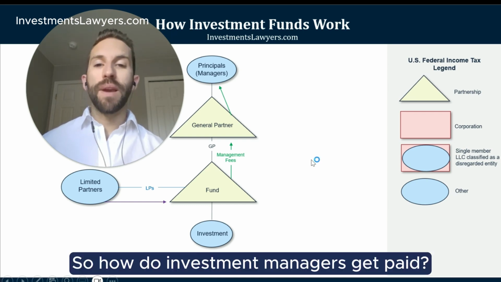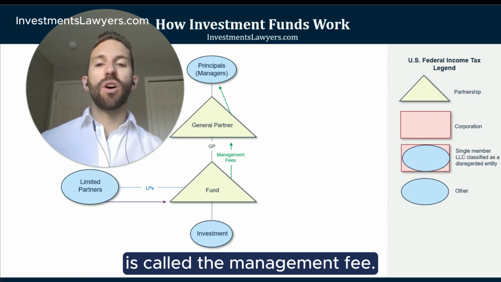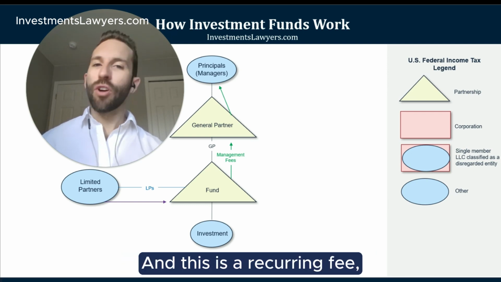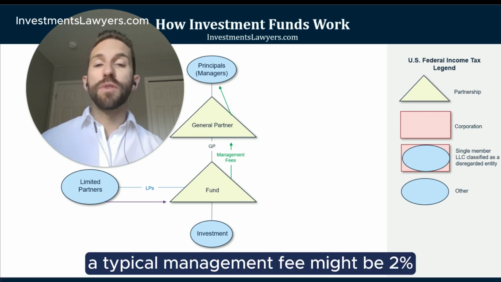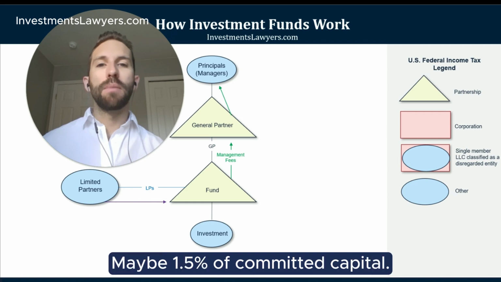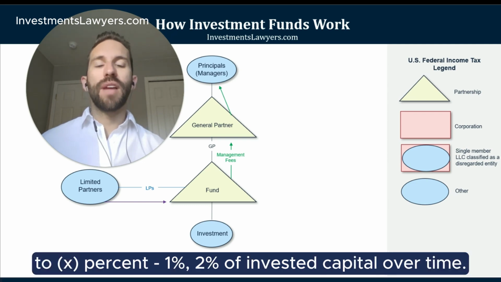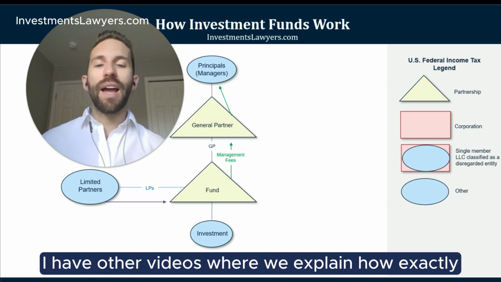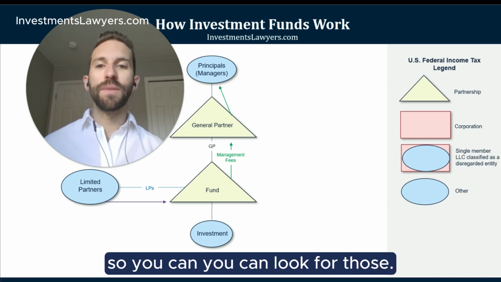So how do investment managers get paid? One way that an investment manager gets paid is called the management fee. And this is a recurring fee. It's kind of like a salary. A typical management fee might be 2% of committed capital, maybe 1.5% of committed capital. In many cases, the fee steps down to X percent, 1%, 2% of invested capital over time. I have other videos where we explain how exactly management fees work and get into the nitty gritty, so you can look for those.